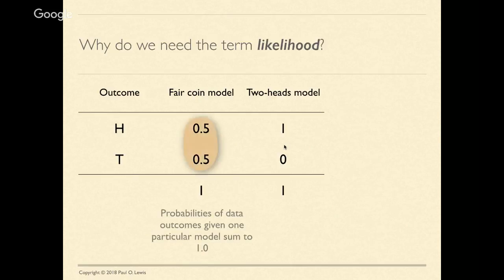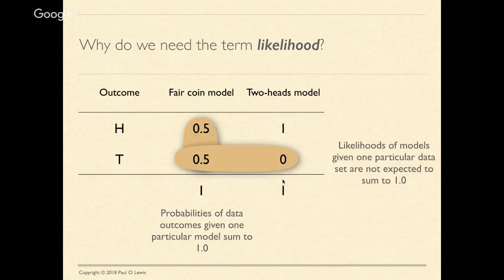Consider this column in which the model is fixed at the fair coin model and all the possible outcomes are considered. This is the situation in which the term probability is normally applied. The model is fixed, the data outcomes vary, and we say that the probability of H given the model is 0.5 and the probability of T given the model is also 0.5. Note that the sum of all the values in this column add to 1, as they should, because we've considered all the possible data outcomes.